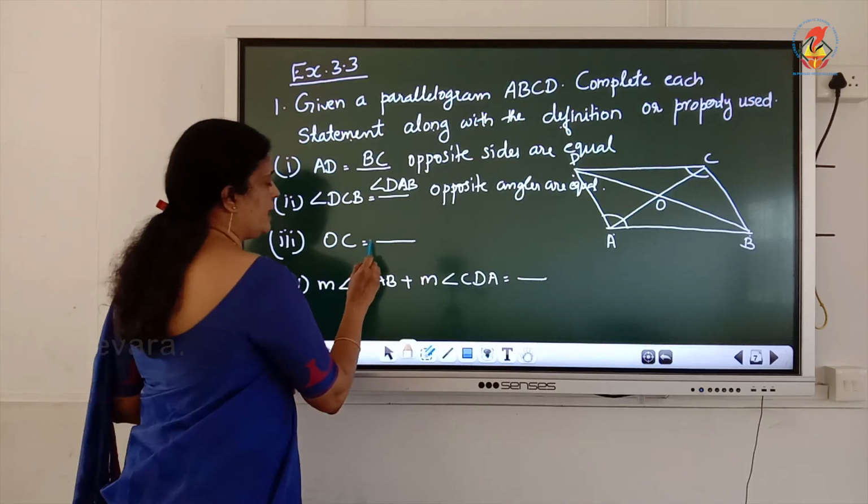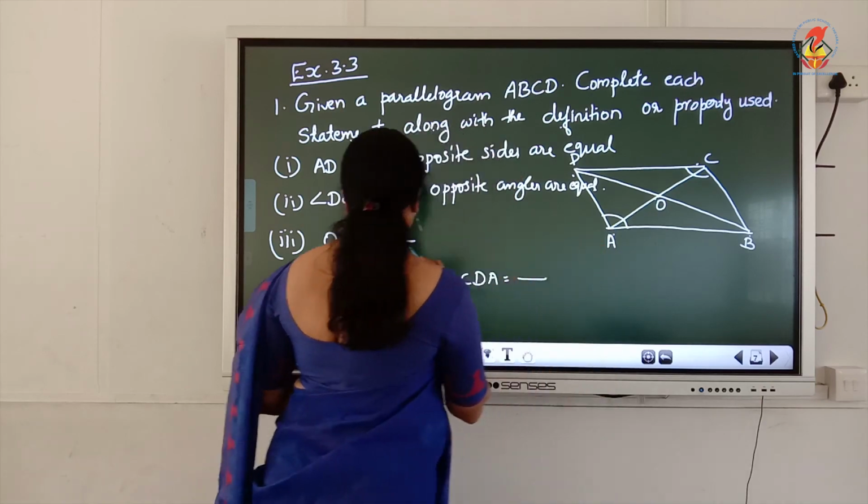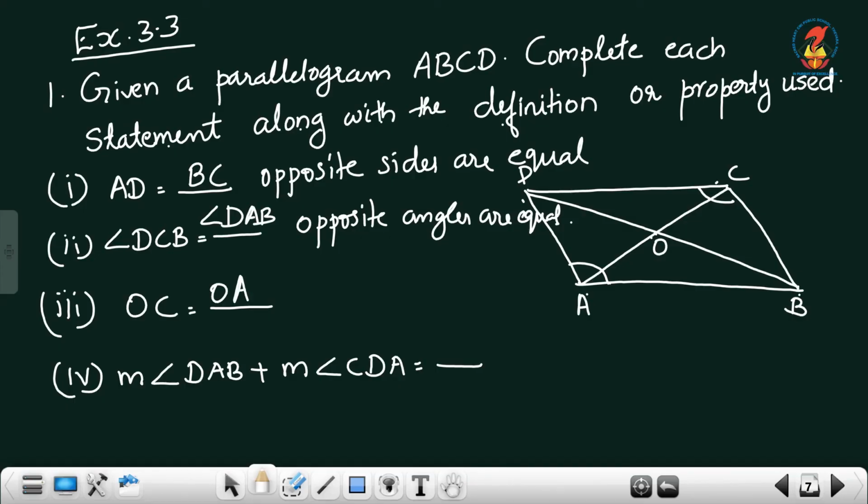Next, OC equal to dash. OC equal to OA. Diagonals bisect each other.